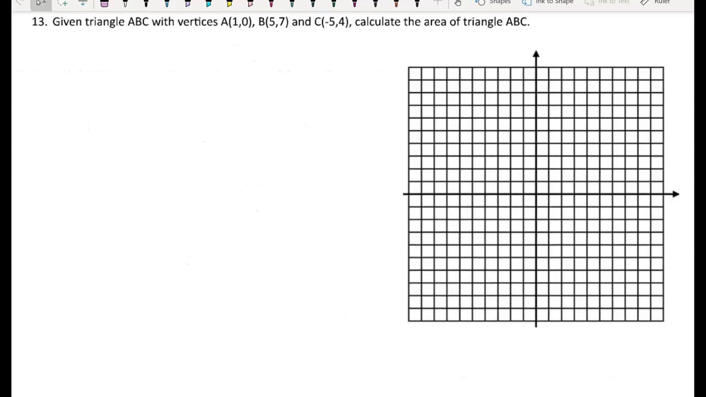Number 13. Given a triangle with vertices 1, 0, 5, 7, and negative 5, 4, calculate the area of ABC. Well, the first thing I'm going to do is plot this triangle. So I took a sec to plot that triangle, and notice I connected all of my sides with a straight edge. Now, normally for the area, we would just do 1/2 the base times the height, but since this figure is slanted, that's kind of hard to do.